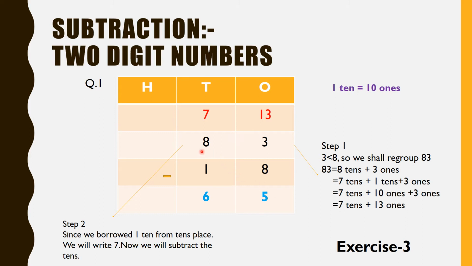Now since we borrowed 1 ten from 8 tens, it will become 7 tens, so 7 tens will be written over here. Now 1 ten can be easily taken away from 7, so the answer will be 6. So the final answer is 65.